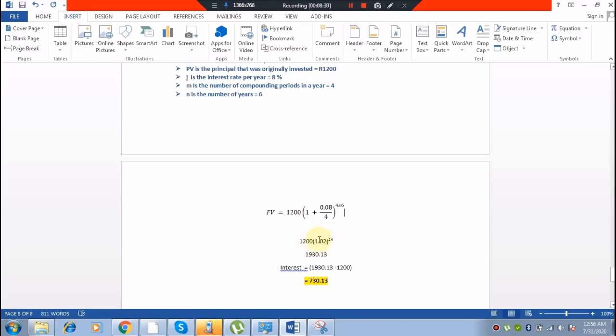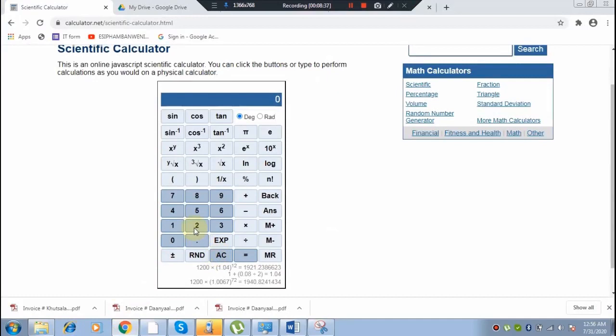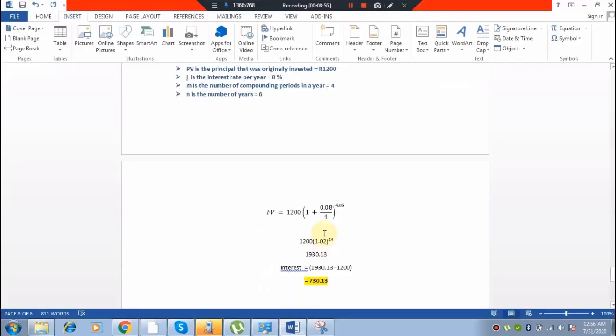1200 plus there, and in case you are wondering where we got that 1.02, I will do that in a calculator again. So we are saying 1 plus, open bracket 0.08 divided by 4, close brackets. There you have it, 1.02. There you put your 1.02 to the power 24, right?